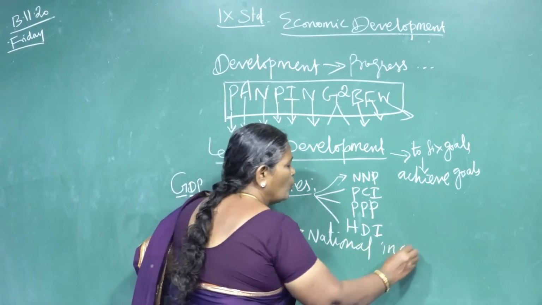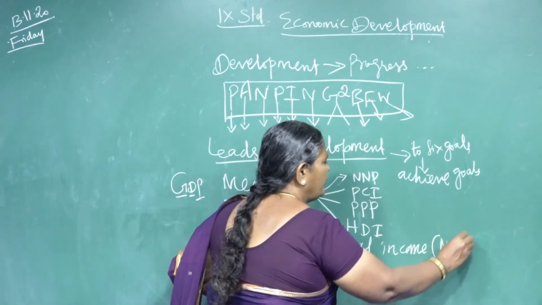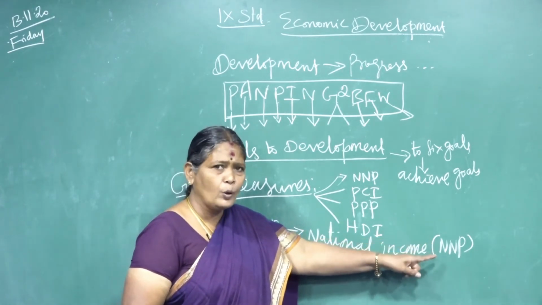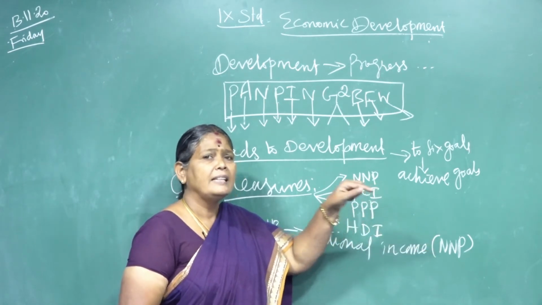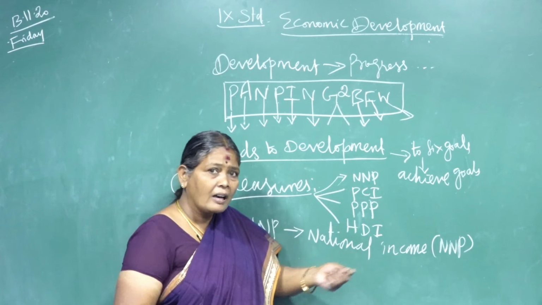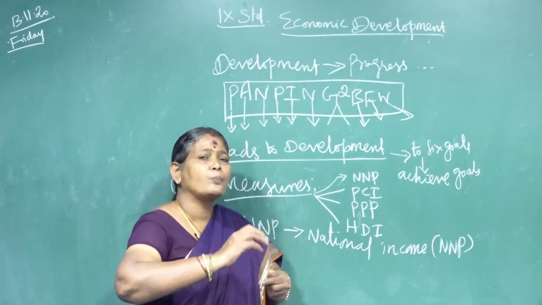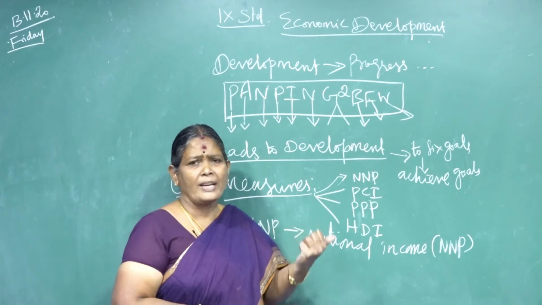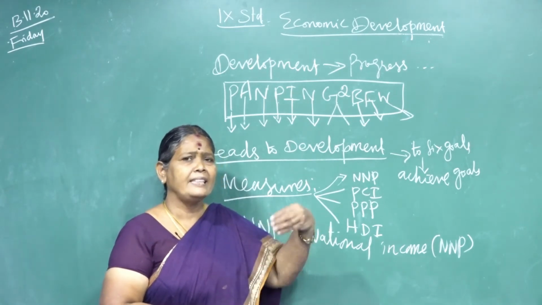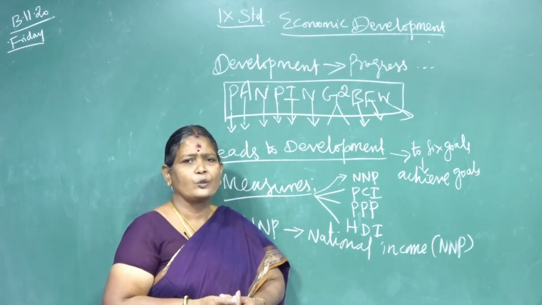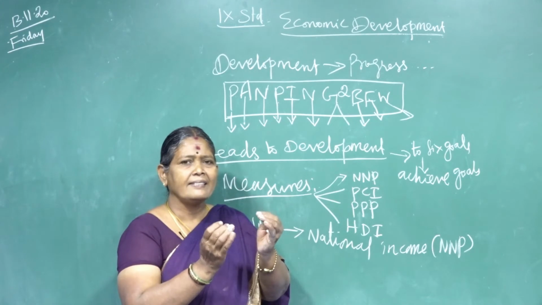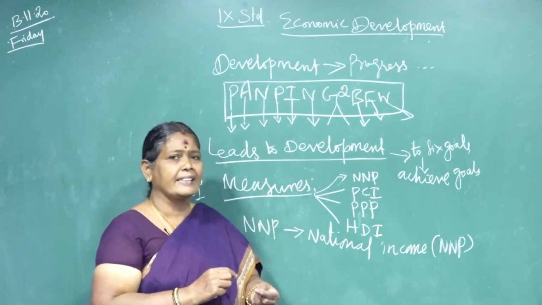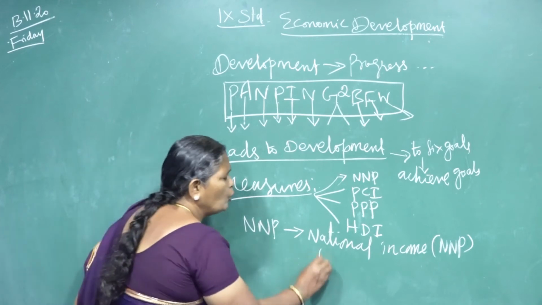If they ask, you should say NNP is net national product. How to define it? It is the total money value of goods and services produced in a country in a year, and it also includes goods and services produced abroad. For example, Mukesh Ambani of Reliance set up industries in India and also in European countries. The total production and services of his industries in India and European countries together we consider. So this is what we call a true measure.